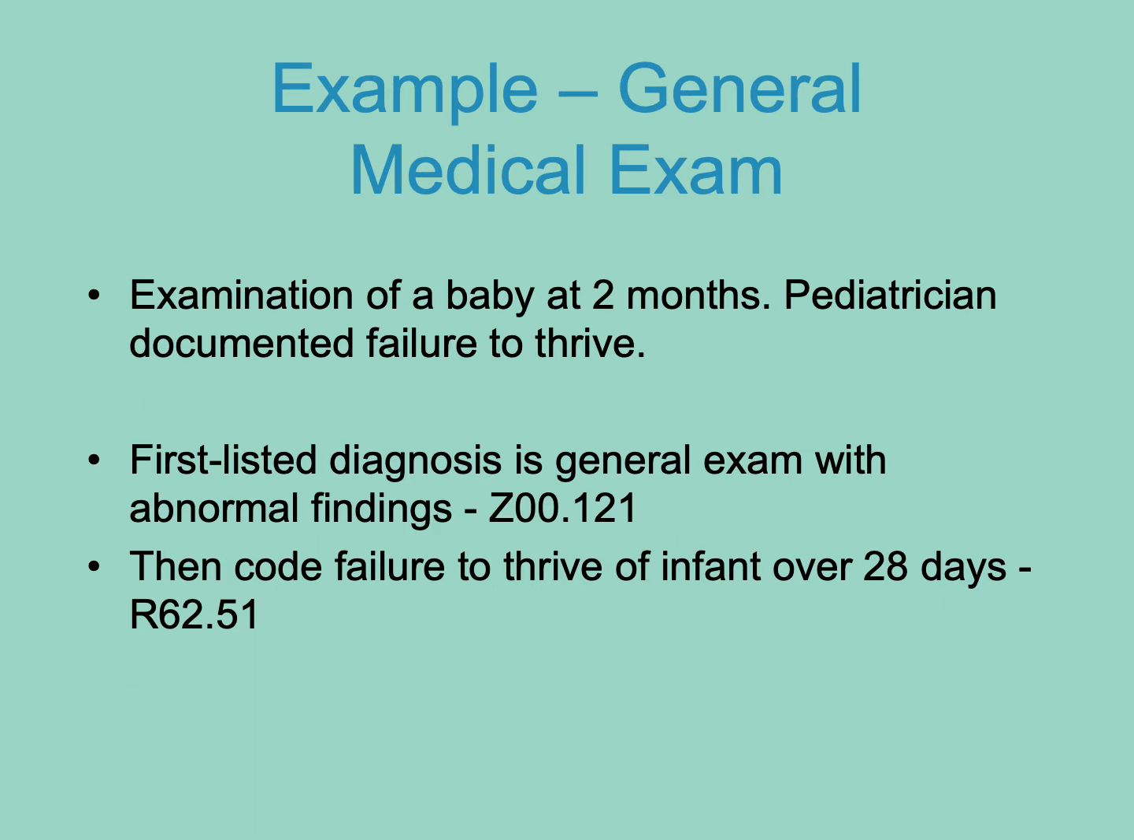So here's an example. Examination of a baby at 2 months. It's a general exam. The pediatrician documents failure to thrive. So the first listed diagnosis is general exam with abnormal findings, Z00.121, infant over 28 days. Then code failure to thrive, infant over 28 days, R62.51.